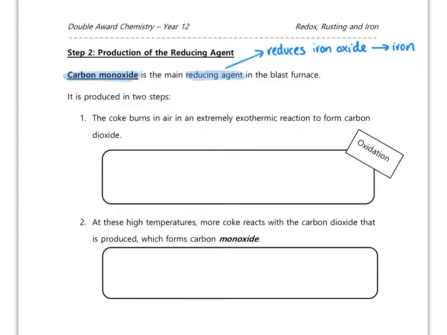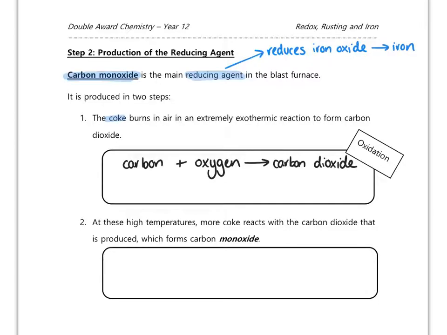So if you think we've got coke, which is almost pure carbon, what happens when carbon burns in air? Well, it reacts with the oxygen in the air, and what does it produce? It produces carbon dioxide. Let's try and write a balanced symbol equation for that. So if you can, pause the video and try and write a balanced symbol equation for that. It's quite a straightforward one. So let's have a look.